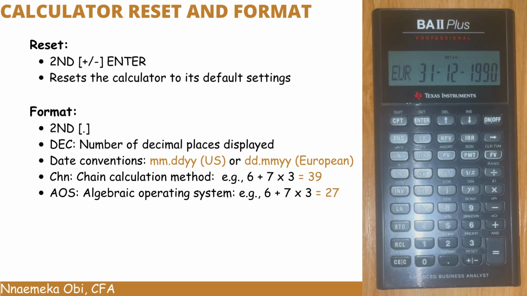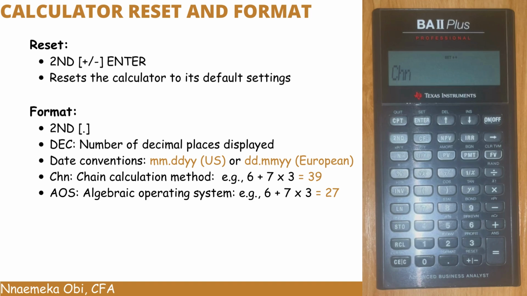Then another thing we can also do in the format section, so we'll press arrow down, we'll press arrow down again. Now if we press arrow down, we'll see CHN. That CHN is the chain calculation mode, okay? So we can either use the chain calculation mode or use the algebraic operating system mode. Now let's see what this chain mode is. So we have an example here.